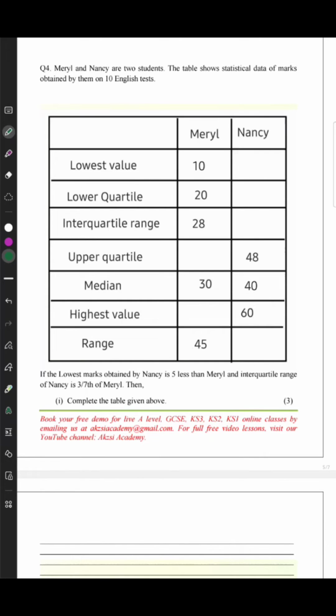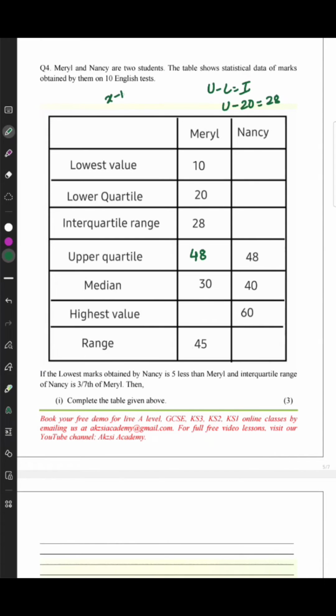So first let me complete Meryl's column. Here we already have the lower quartile and interquartile range, so it's very easy to calculate the upper quartile because we know upper quartile minus lower quartile is interquartile range. Lower quartile is 20 and interquartile range is 28. That gives me upper quartile as 48. Now we have to find the highest value. Lowest value is given as 10, so x minus 10 is equal to the range, which is given as 45. That gives me the highest value as 55. We have completed Meryl.